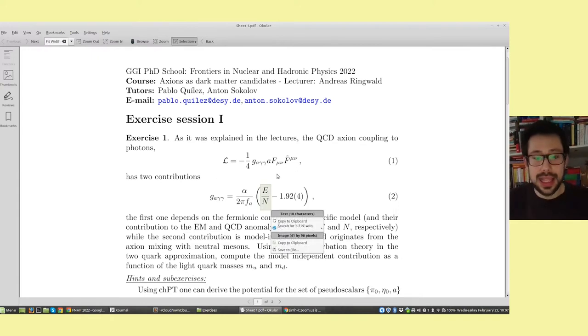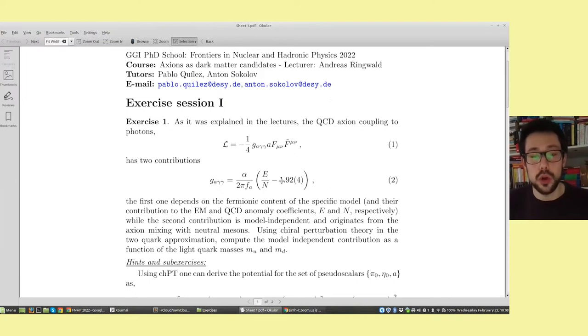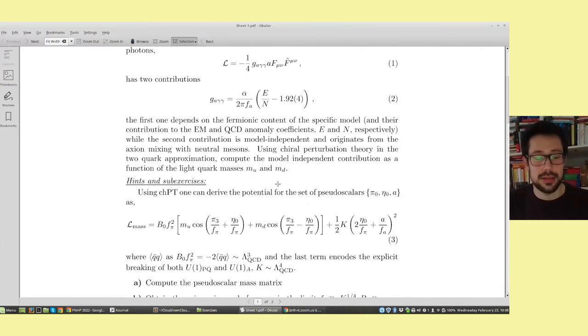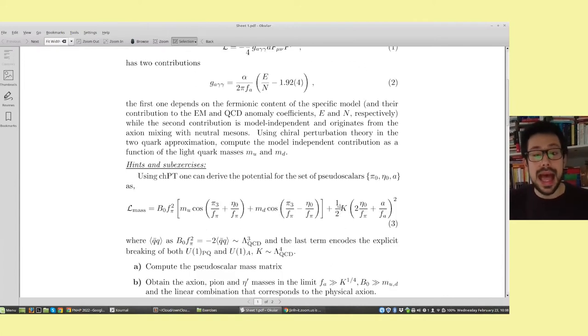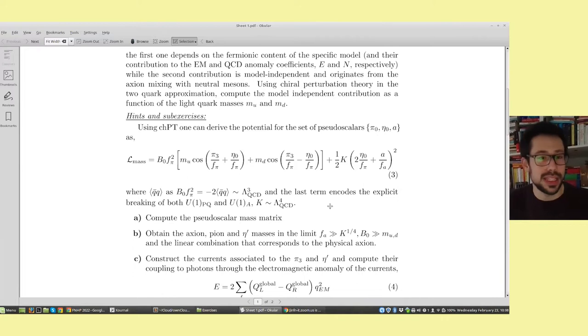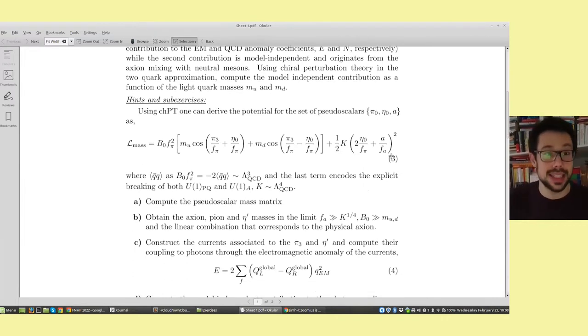One is this E over N that depends on the specific model of axions that you are studying. And then there's another contribution that is instead model independent, this 1.92. It is model independent because it depends on the mixing of the axion with the neutral mesons. In particular, what is asked in this exercise is to compute this model independent contribution. To do that, we have some guidance: we will study the chiral Lagrangian with the pions and how the axion mixes with them. Then, once we find the true physical axion eigenstate, we will see how the axion inherits part of the coupling of the pions and the eta prime.